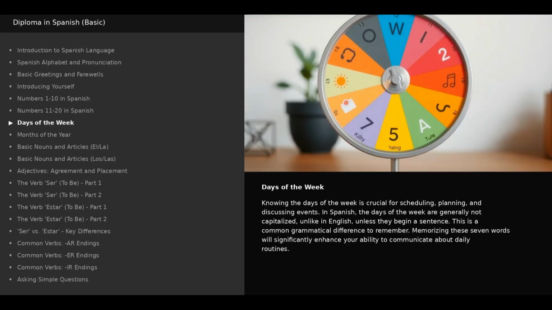Days of the week. Knowing the days of the week is crucial for scheduling, planning, and discussing events. In Spanish, the days of the week are generally not capitalized, unlike in English, unless they begin a sentence. This is a common grammatical difference to remember. Memorizing these 7 words will significantly enhance your ability to communicate about daily routines.